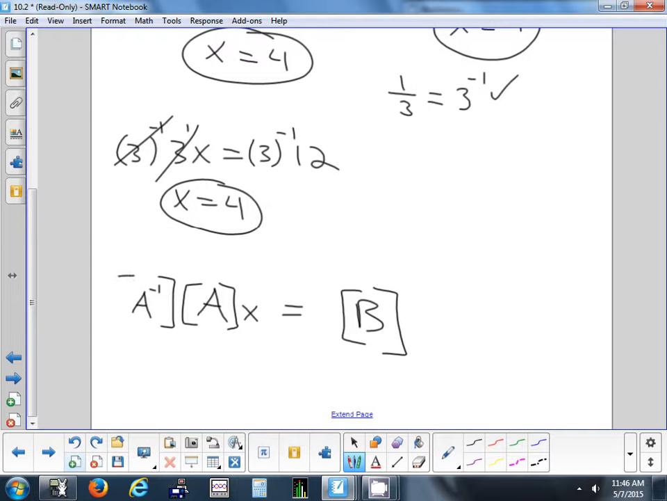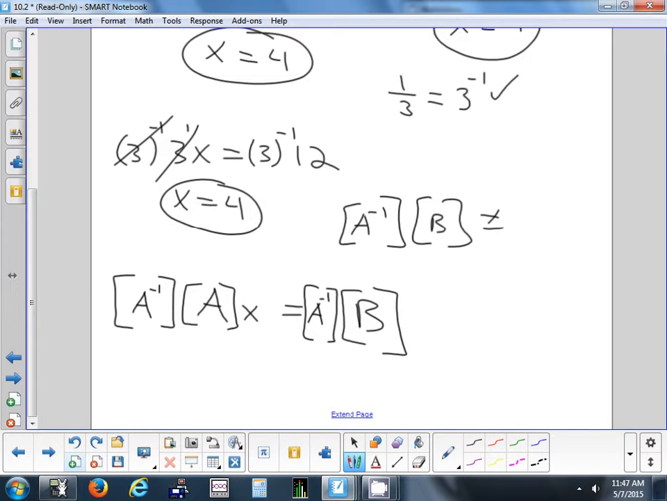Now, be very careful about how you write this down. Matrix multiplication is not commutative, meaning you cannot switch the order. With regular numbers you can: 2 times 3, 3 times 2, same thing. But this, which is what you should write, A to the negative 1 has to come before, to the left. So this is not equal to this.